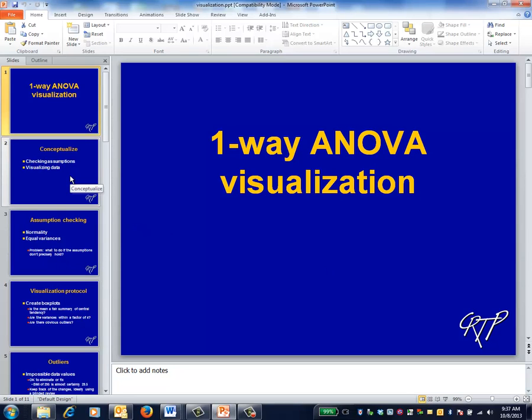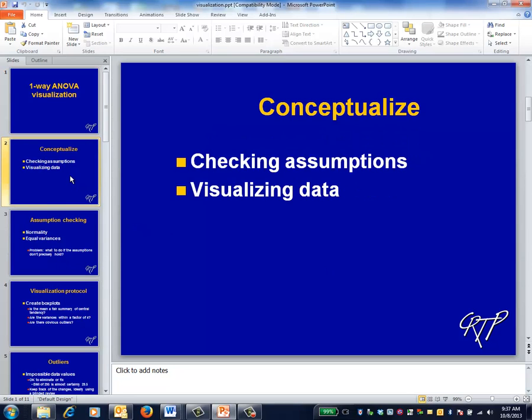This is the one-way analysis of variance video on visualization. There are two overlapping ways to think about the inputs into an analysis of variance. One way to conceptualize things is that you're fundamentally assessing the validity of its assumptions. Another way is to think of things as that you're first and foremost trying to visualize the data.